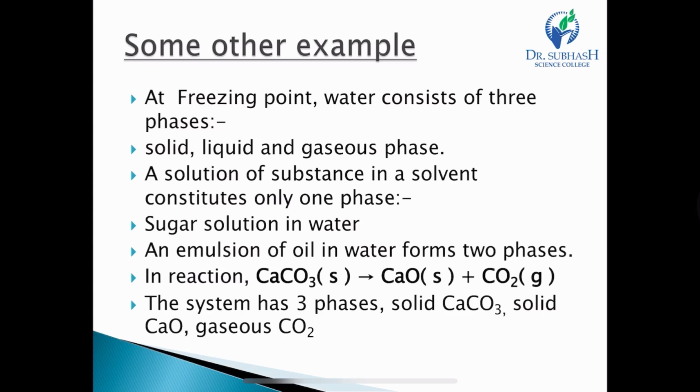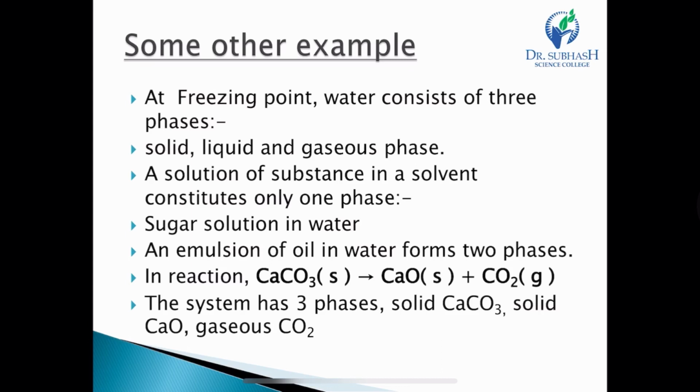A solution of a substance in a solvent constitutes only one phase. એટલે કે કોઈ સોલ્યુશન આપણે સોલ્વેન્ટમાં બનાવીએ અને તે મિશ્રણ થઈ જાય તો એ એક ફેઝ જોવા મળે. For example, sugar solution in water. In this example, water is your solvent and sugar is your solute, right? The solute and solvent give a solution. Another one is an emulsion of oil in water, which forms two phases. એટલે કે વોટરમાં આપણે ઓઇલ નાખીએ તો બે ફેઝ જોવા મળે.